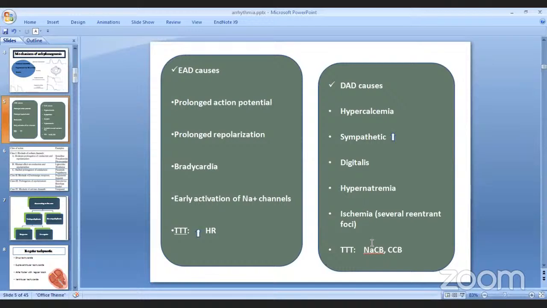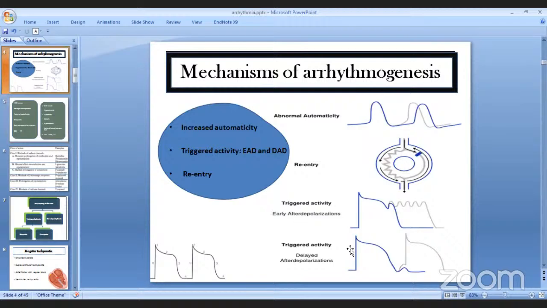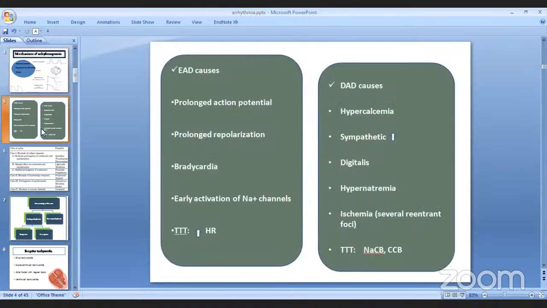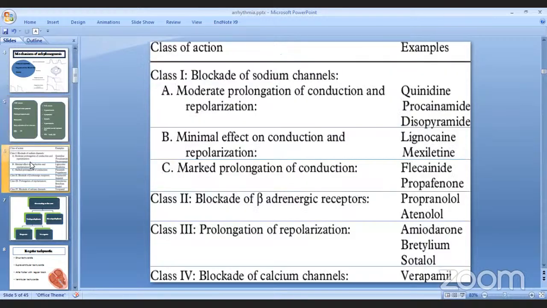So what's the treatment in this one is, as much as we can, give sodium channel blocker or calcium channel blocker. As you can see in this picture, very abruptly after the depolarization, your waveform, because it's not going to happen, right? There's going to be a gap. In early after depolarization, we can increase the heart rate, hey. As I've said, it is because of prolonged depolarization or bradycardia, so if you increase the heart rate, we can abolish this early after depolarization.